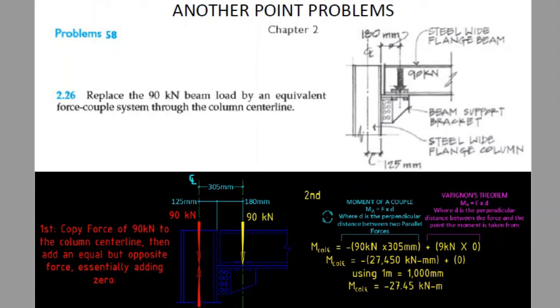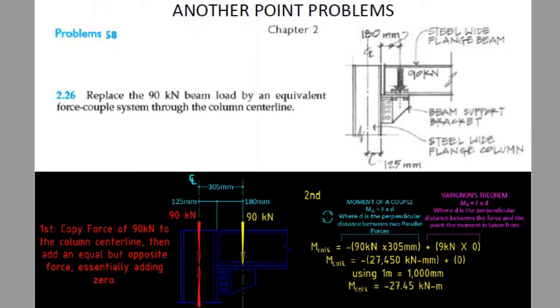Second, by using the moment of a couple, which is equal to the moment about point A is equal to force times distance, where D is the perpendicular distance between the two parallel forces, we find that the moment about the column centerline is equal to negative 90 kN times 305 millimeters.